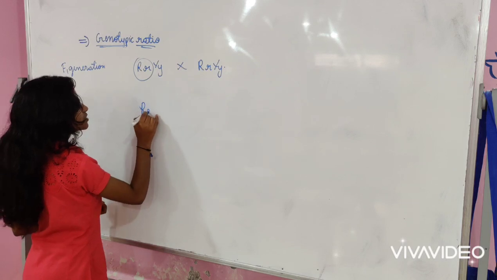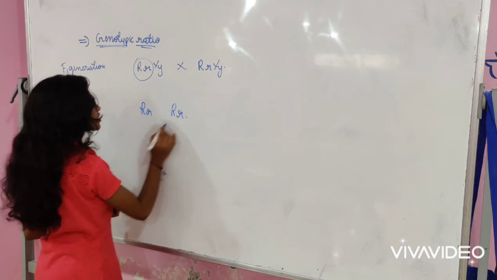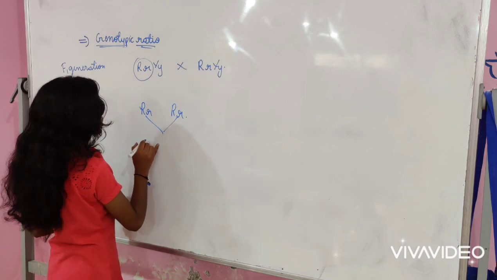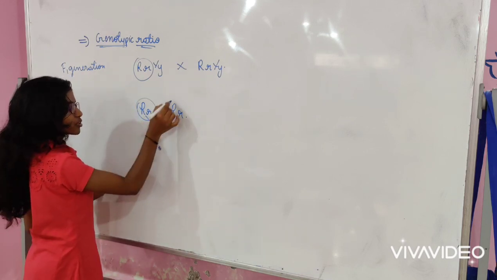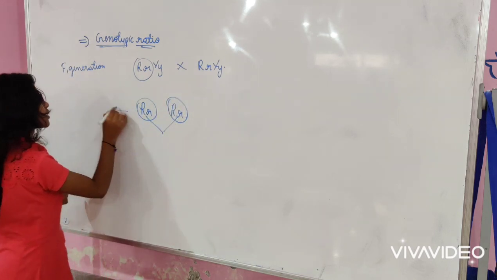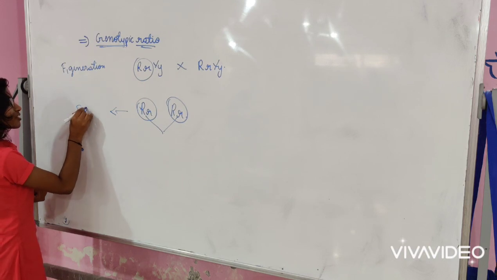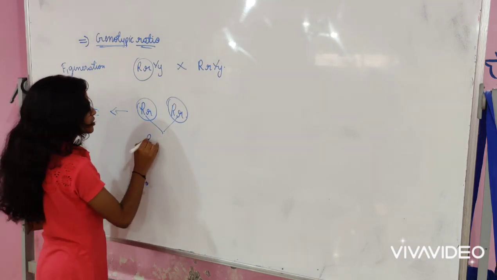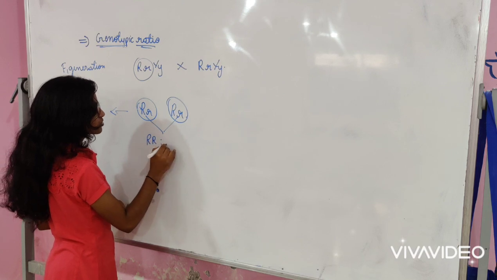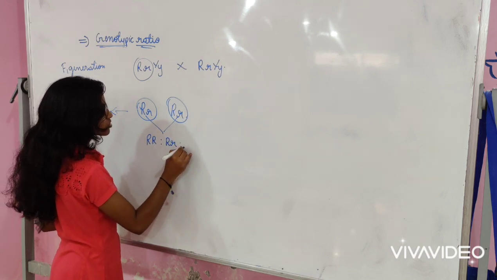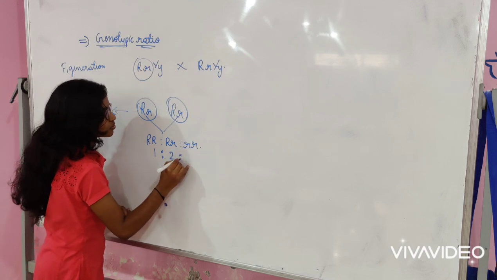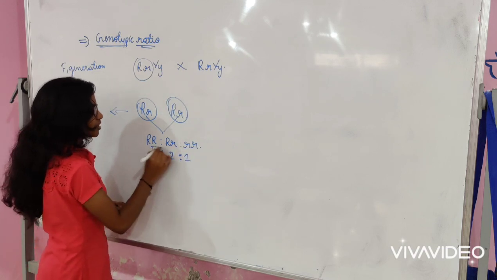Take R, R and R separately to take the genotypic ratio. So when we did the monohybrid cross, you remember that this was the F1 generation parents, and the F2 generation parents which we crossed. So it will be capital R, capital R small r, small r small r, right? And the ratio was 1:2:1.